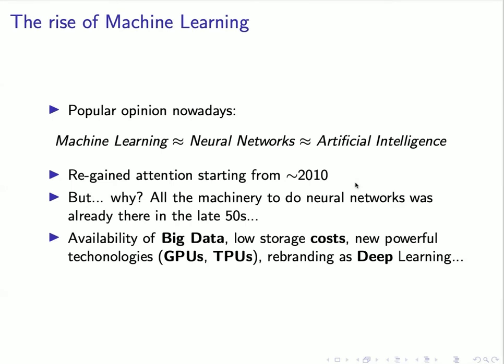So yesterday we talked about the fall of machine learning. Today we're going to talk about why machine learning is now having a rise. The popular opinion nowadays, if you look at the news or listen to the radio, is that these three things are actually the same thing. This is what non-experts perceive. So machine learning has become very, very popular, and it regained attention starting from around 2010. Why? People were talking about machine learning already in the late 50s.